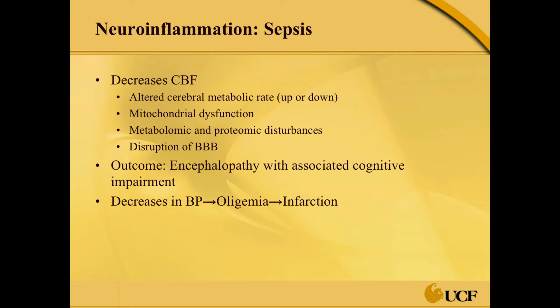Encephalopathy with associated cognitive impairment is often an unfortunate outcome of sepsis. And of course, we know that decreases in blood pressure will lead to decreased cerebral perfusion pressure, which leads to oligemia and then ultimately infarction. So sepsis can cause brain death as well by causing that toxic hypotension that kills cerebral flow.